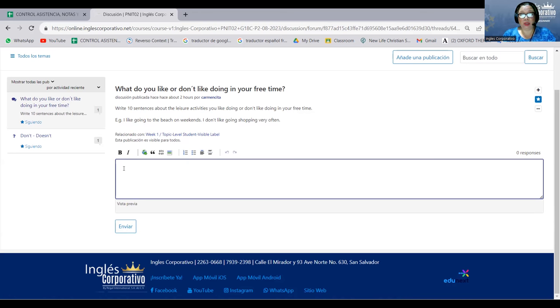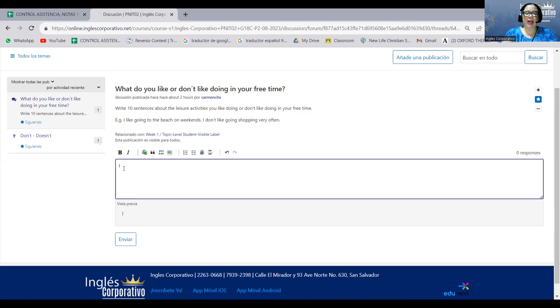Acordémonos que con el verbo like tenemos que poner ing. A ver, un ejemplo. I like studying. Ah, no, porque es tiempo libre, ¿verdad? I like playing the flute. This is my activity. I like playing the flute. All right. I could say I don't like riding a bike. I'm sorry? What is the flute? Flauta. Ah, okay. So I don't like riding a bike, for example. I don't like go surfing. Well, actually, I can't, right? But I don't like go surfing. I don't like go shopping.